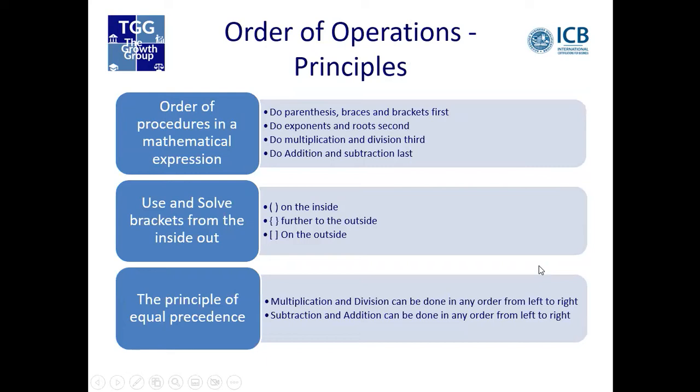Now, if you look at the order of operations, the order of procedures in a mathematical expression is the following. We do parentheses, braces, and brackets first, because those are just other ways to indicate that we are working with individual terms. Then we do exponents and roots second. We do multiplication and division third, and we do addition and subtraction last. But those last 2 are exactly what we have been doing when we separated the terms.